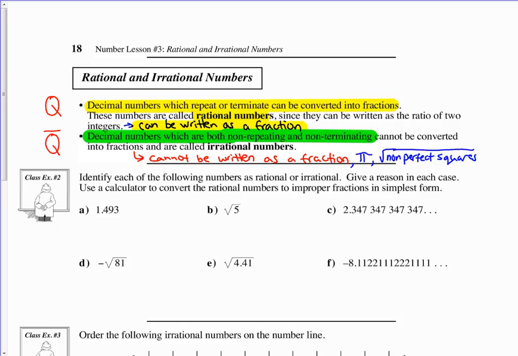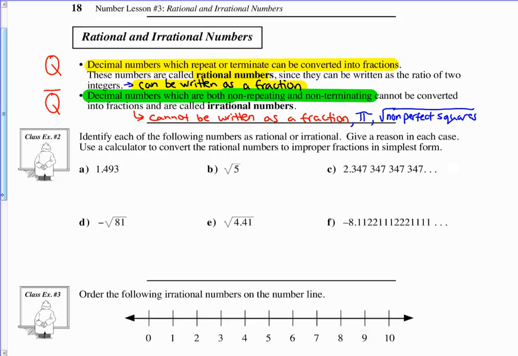So the very first one, 1.493. Is that going to be rational or irrational? Let's look at the decimal. Remember, for rationals, if it's a decimal, it's either repeating or terminating. Is this one doing one of those things? It's terminating. There's no dot, dot, dot, right? Since it's a terminating decimal, therefore it would be rational.